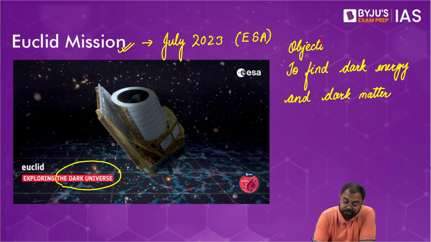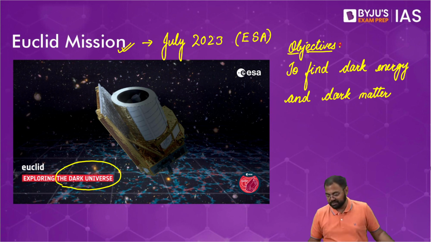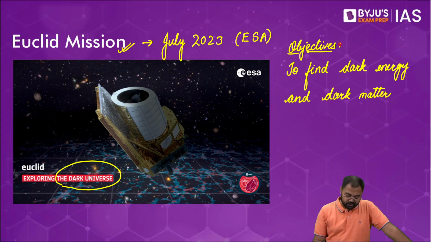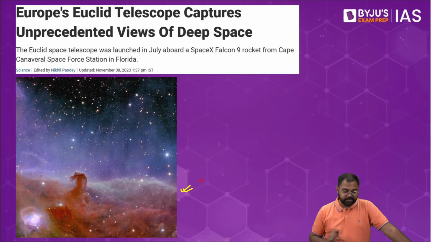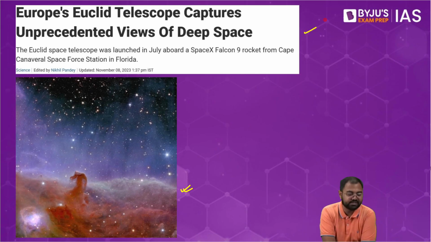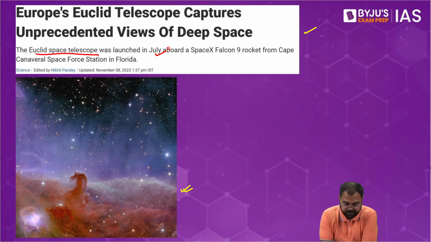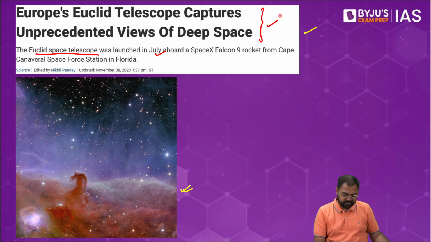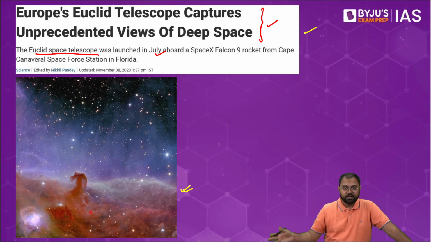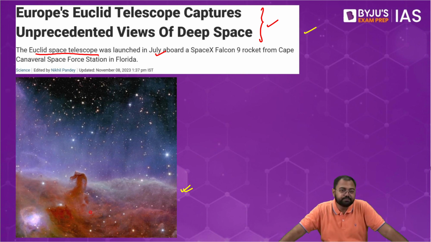I'm sure that in tomorrow's newspaper you will hear about this. Look for this in tomorrow's newspaper. Euclid mission will be in the news because just today they have captured some of the first pictures from this mission. The Euclid Space Telescope, which was launched in July, has captured the first few images, for example, the horseshoe nebula, etc.